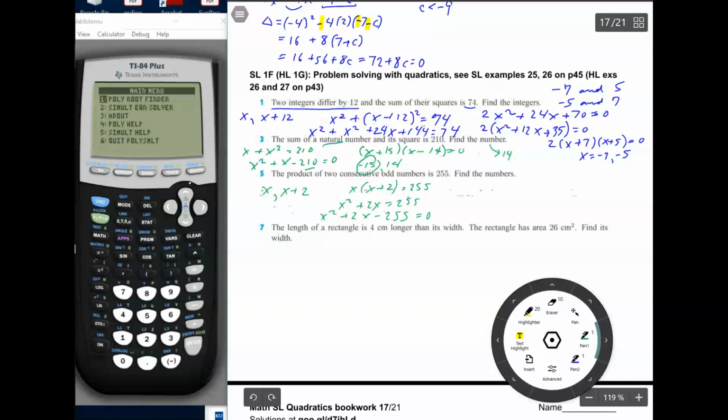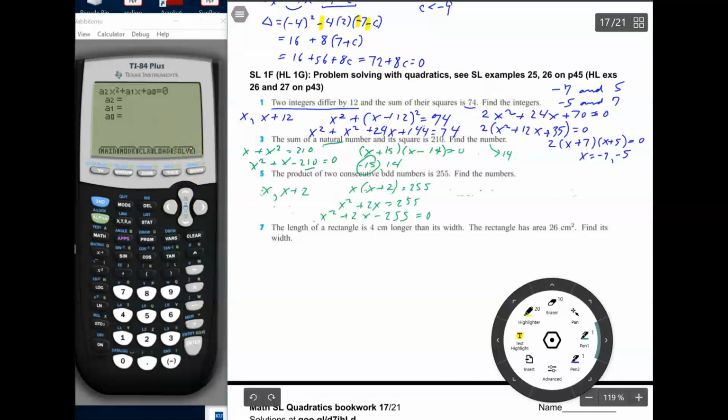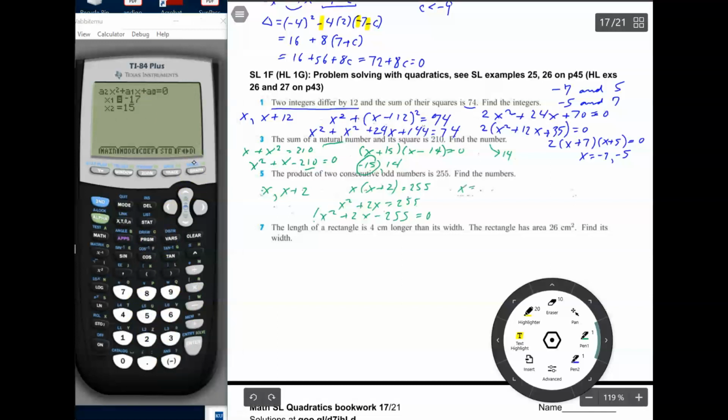And now that I don't even know what the factors of 255 are, let's just do poly-SMLT, okay? The way we do poly-SMLT is we say it's order 2 because it's a quadratic, and then we say next. And then we put in the coefficients. So 1, 2, negative 255. Enter, or solve. And the two possibilities are negative 17 or 15.